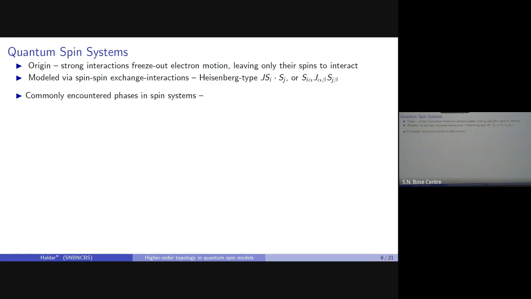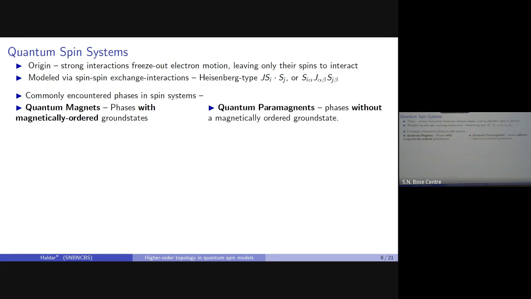Suppose you have such spin systems. What are the typical phases that you can encounter in systems described by a spin Hamiltonian? One is a very common phase of quantum magnets, phases of the spin system with magnetic order. The other is quantum paramagnets, phases where the ground state doesn't have a magnetic order.